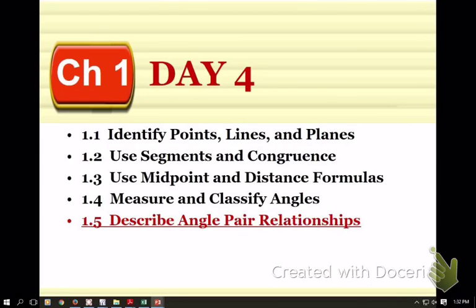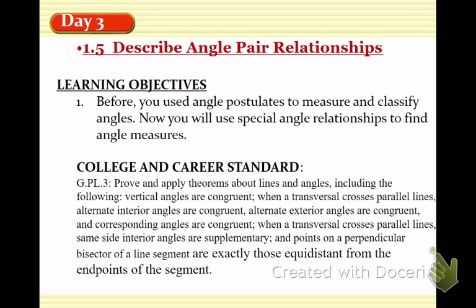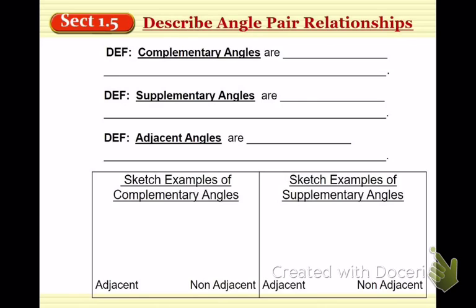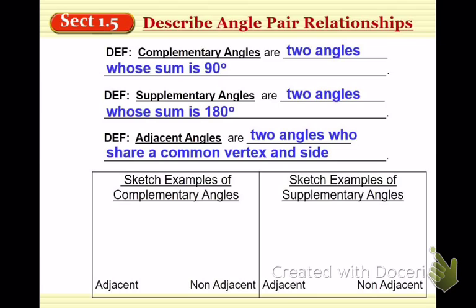So when we talk about these relationships, the ones that we're going to talk about in this section, we want to think of them in terms of two angles. Okay, so the point here is to be able to identify these angle relationships and then use those to help find different angle measures. Now, some of these you've heard of before. So quickly, definitions: complementary, supplementary, and adjacent angles. You can stop the video and write these definitions real quick if you'd like. I'll give you a couple seconds to do that.